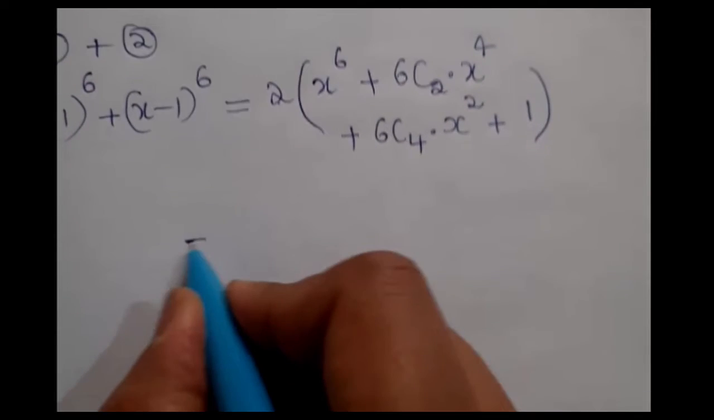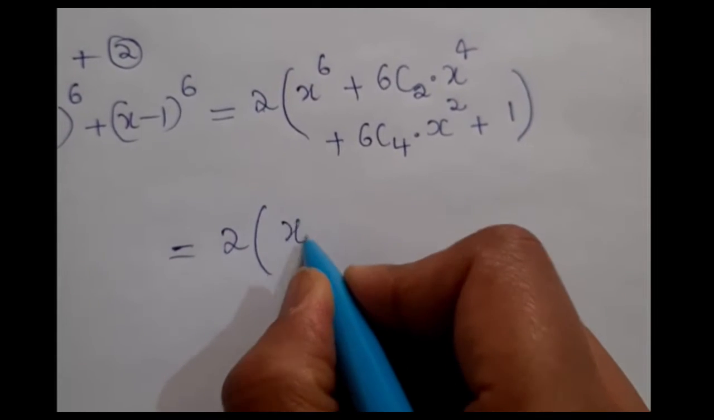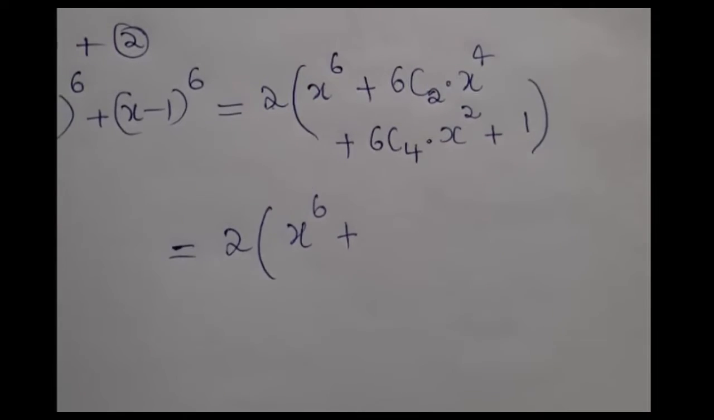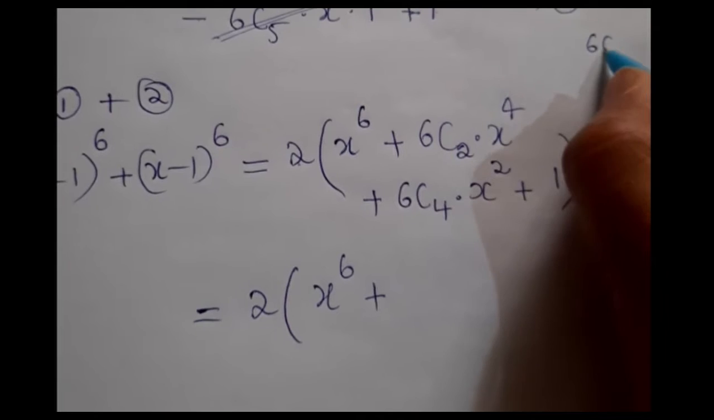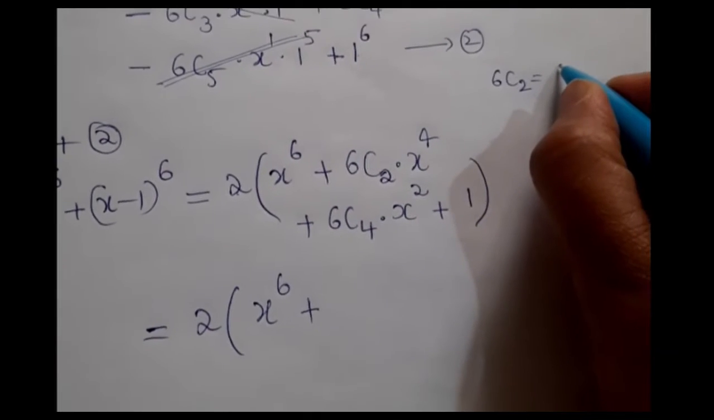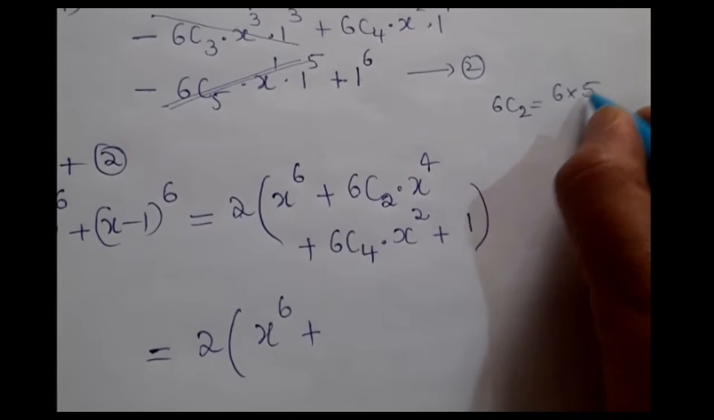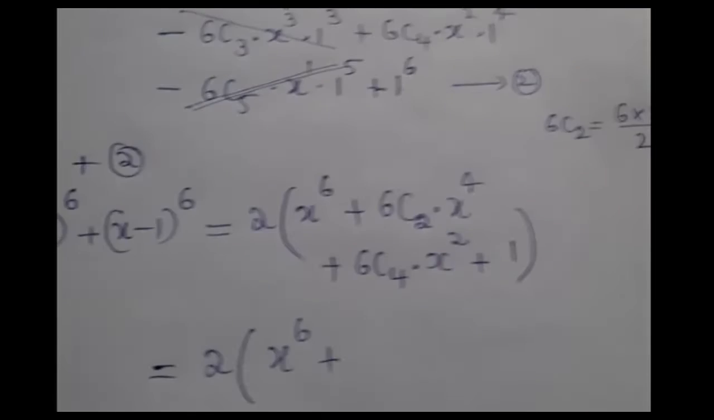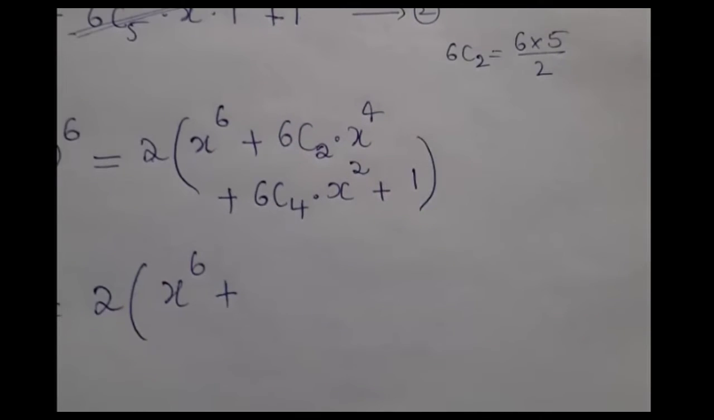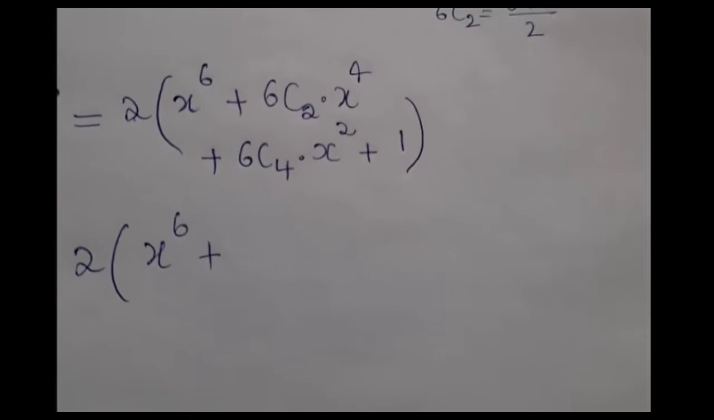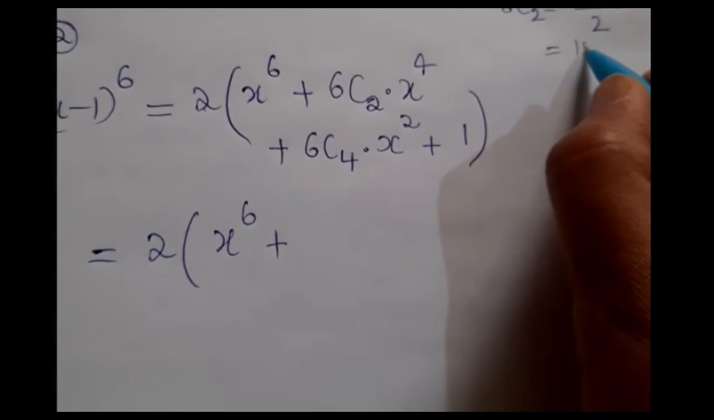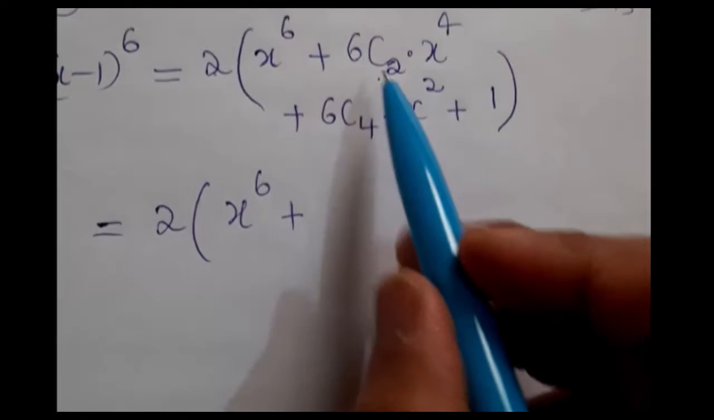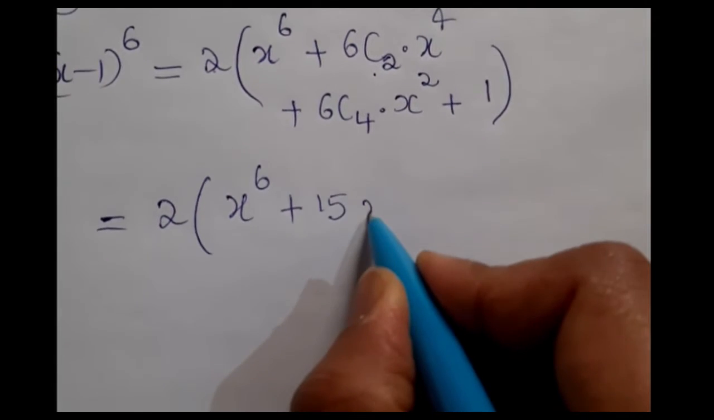Let us simplify this. 2 multiplied with x power 6 plus. Now what is the value of 6c2? How do I compute 6c2? 6c2 will be the product of 2 factors from 6 in the descending order divided by factorial 2. That is 6 into 5 divided by 2, 30 divided by 2, which is going to be 15. So take the 6c2 value as equal to 15.